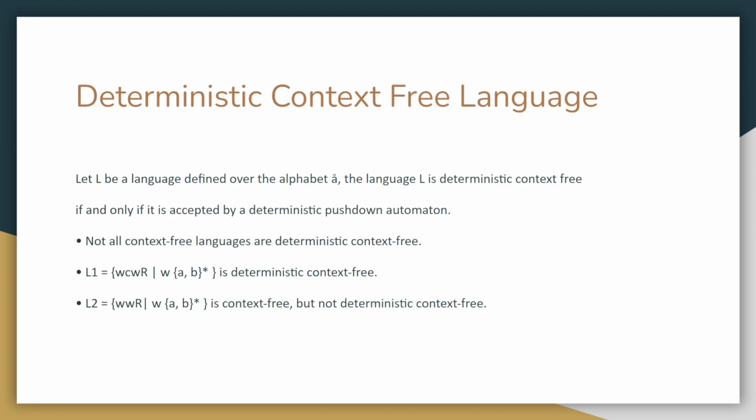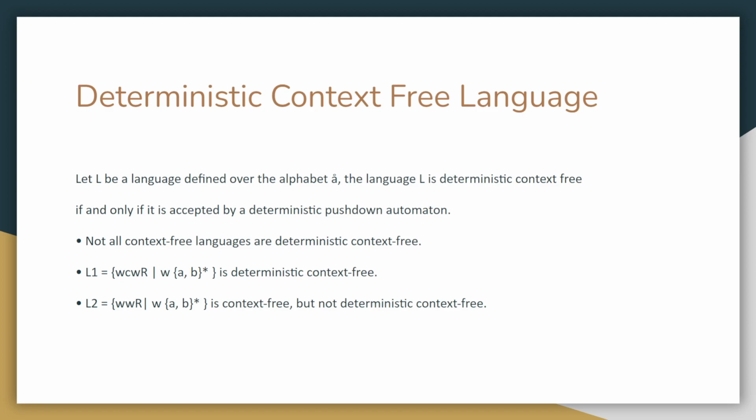So L1 equals w c w to the power of R, where w belongs to the set {a, b} star, is deterministic context-free, and L2 equals w w to the power of R, where w belongs to the set {a, b} star.